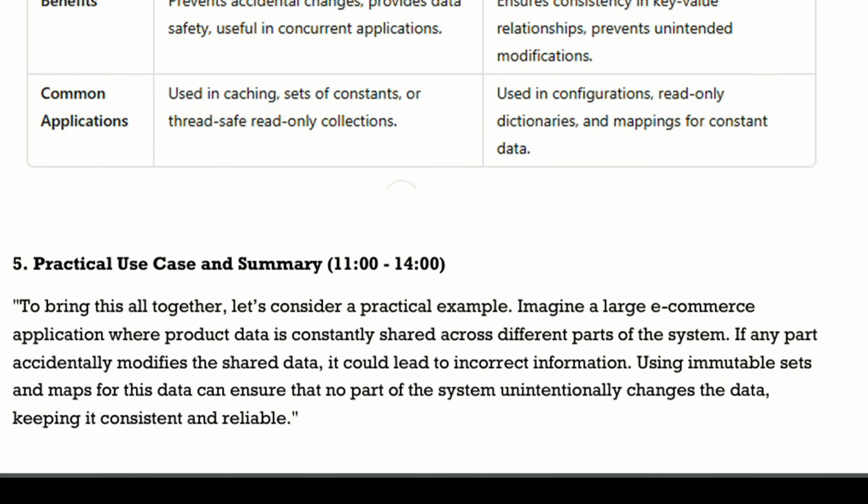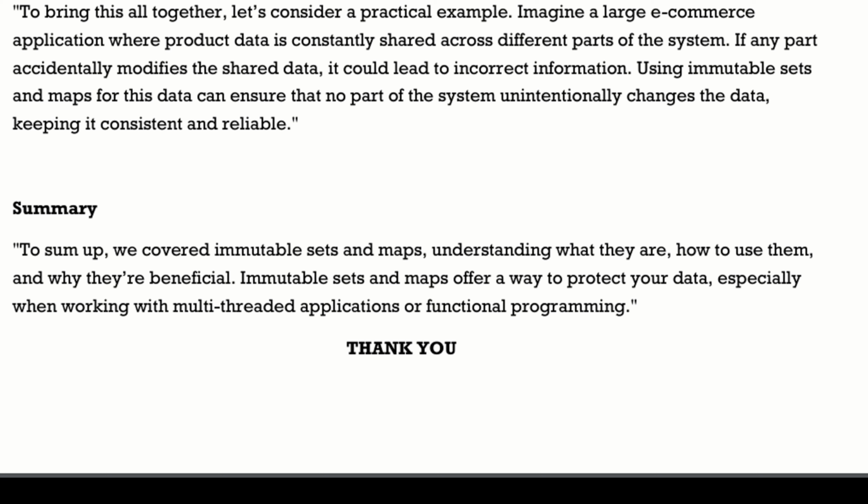Let's look at the practical use case and summary. To bring this all together, let's consider a practical example. Imagine a large e-commerce application where product data is constantly shared across different parts of the system. If any part accidentally modifies the shared data, it could lead to incorrect information. Using immutable sets and maps for this data can ensure that no part of the system unintentionally changes the data, keeping it constant and reliable.